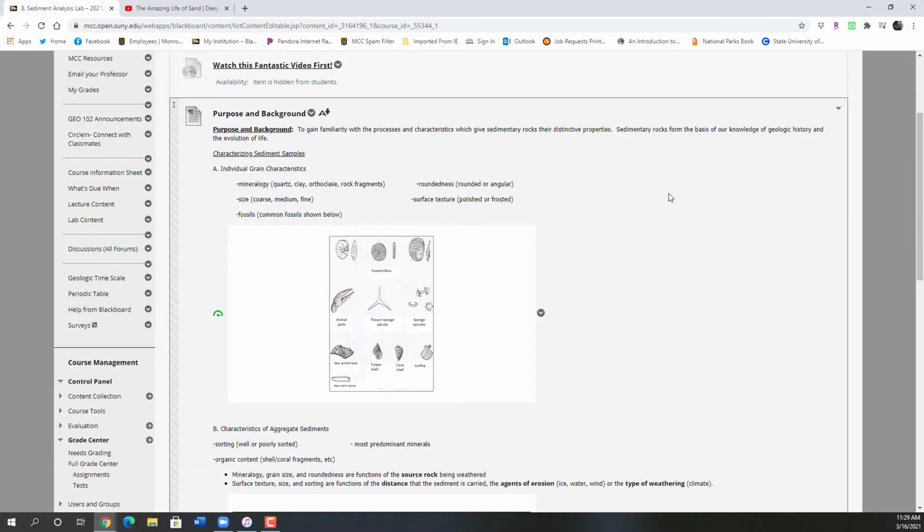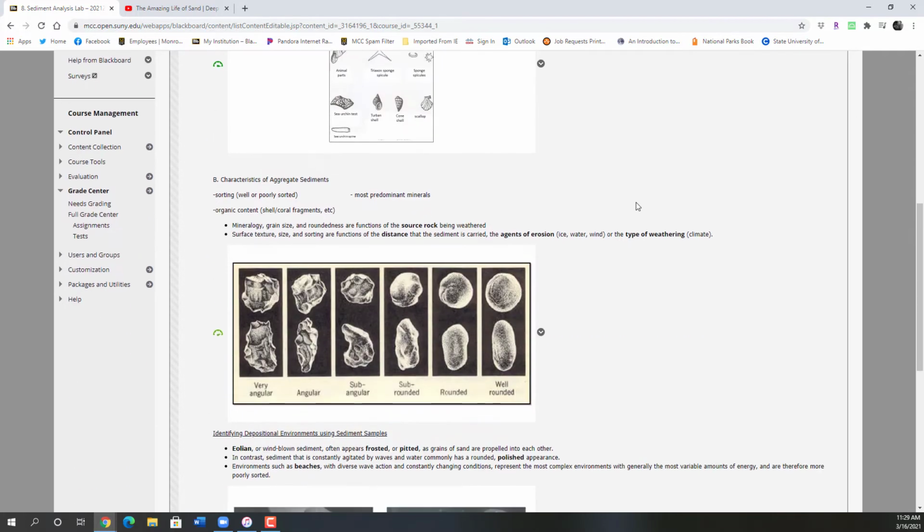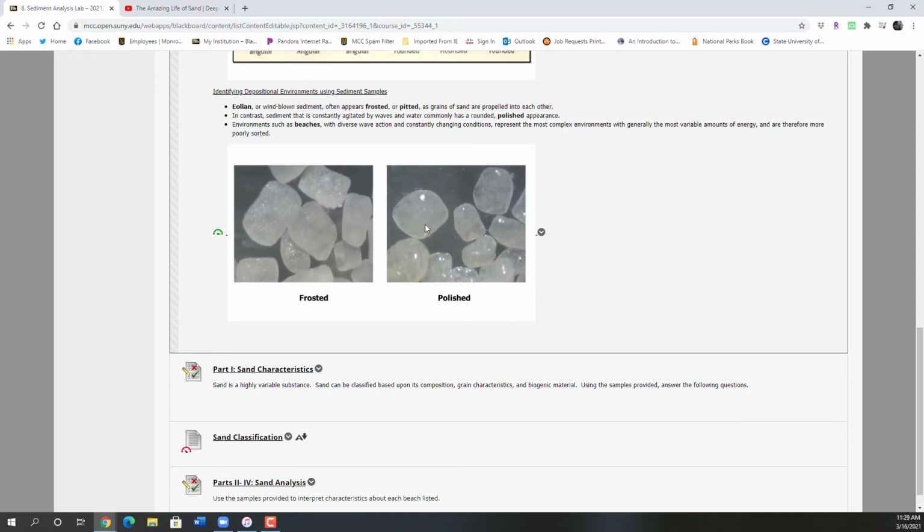The first part of lab kind of talks about when you look at sand under a microscope, what are some of the things that you might see? What are some of the things that you might look for? So you're going to look at different minerals, and these are some of the minerals that we've been talking about all semester. You're going to look at the sand. Is it rounded? Is it angular? Is it polished like samples like this that have bounced around the bottom maybe of a river or waves, or are they frosted?